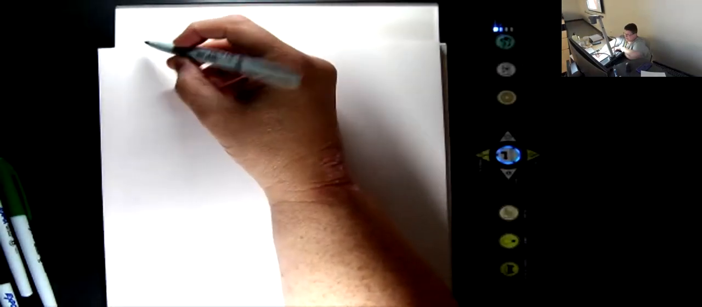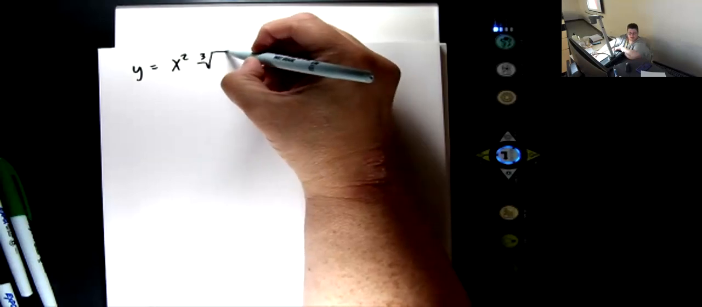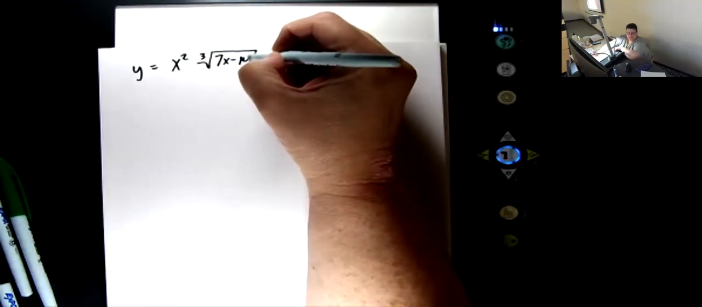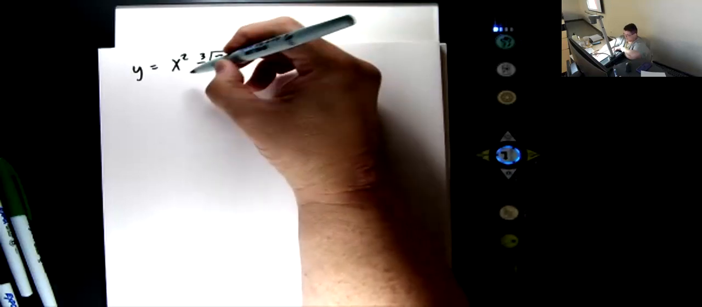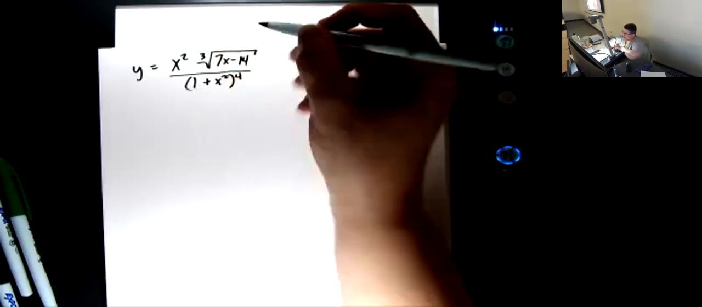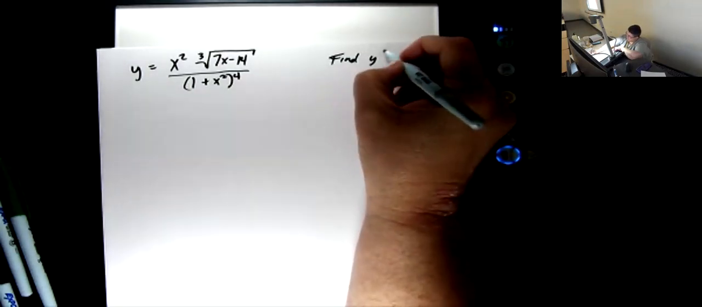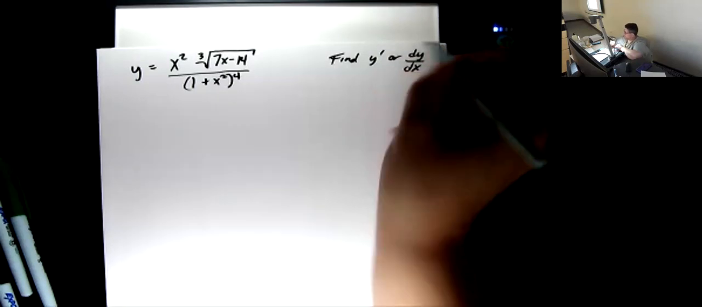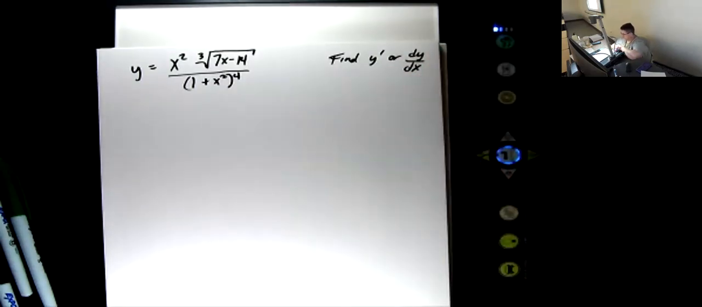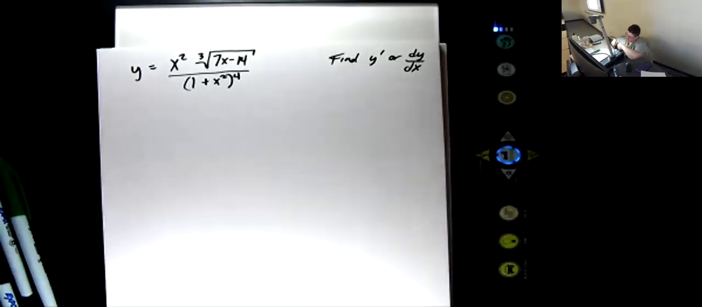We have y equals x squared times the cube root of 7x minus 14, all over 1 plus x squared to the 4th power. And we could do this derivative normally. We're going to find y prime. But we're going to do it a different manner. We've learned how to do it with the quotient rule. We've learned we could move this to the top and make that a -4 and do a product rule. We're going to do something called logarithmic differentiation.